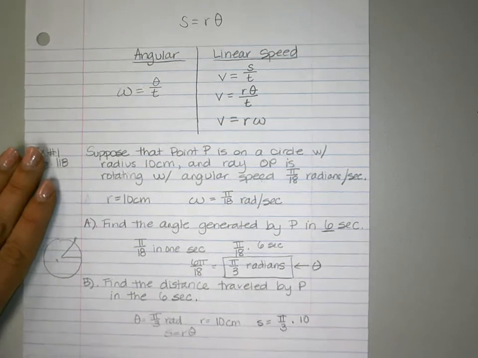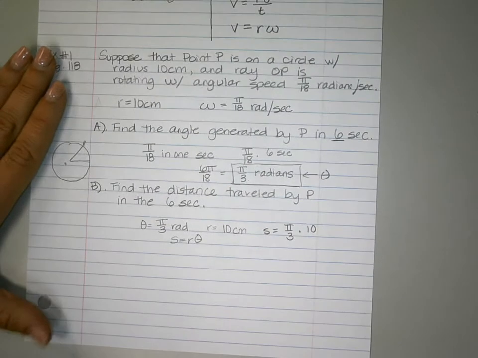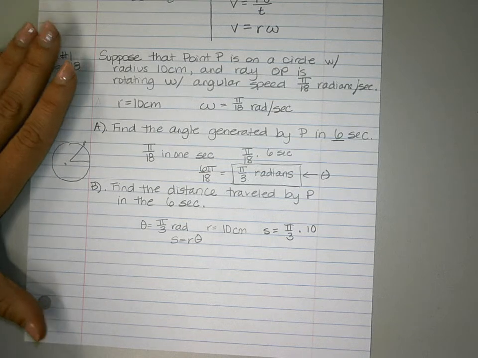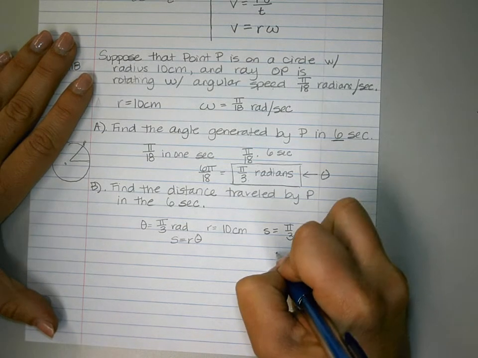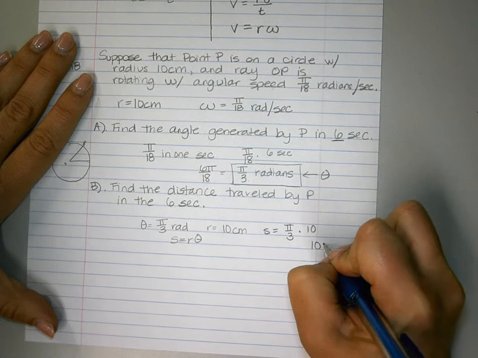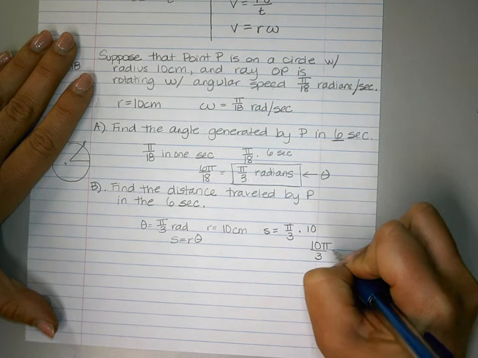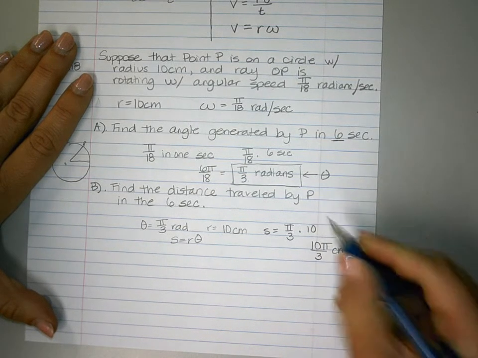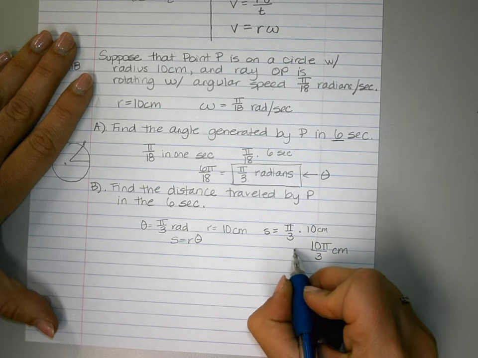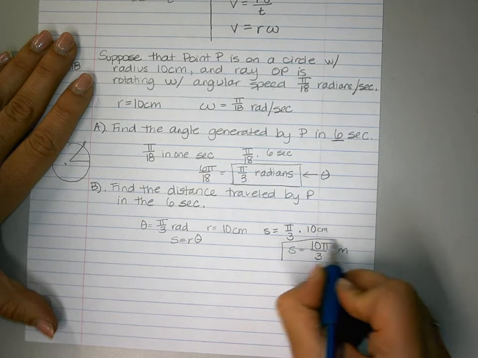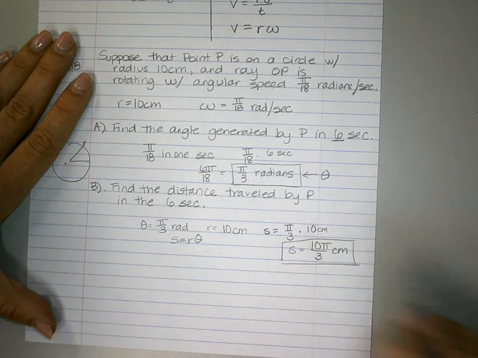And let me raise that up for you. So ultimately, we find out that in 6 seconds, and this was in centimeters, this point has traveled 10 pi over 3 centimeters. Now that's exact.